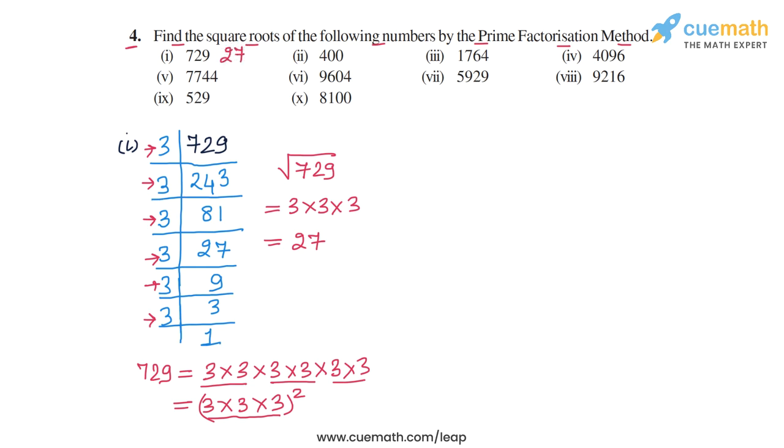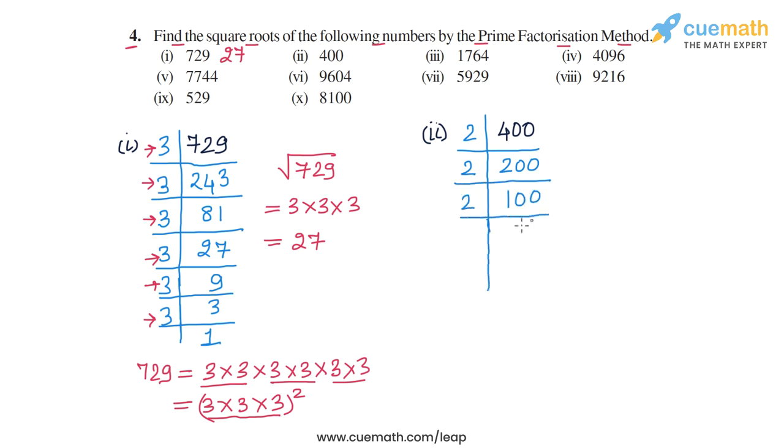In the second part, the number is 400. And 400 we see is divisible by 2. So let's start dividing it by 2. So 400 by 2 is 200. Then 200 is still divisible by 2. So we take out another 2 and this gives us 100. 100 is still divisible by 2. So we take out 2 again. This gives us 50. And we take out another 2.